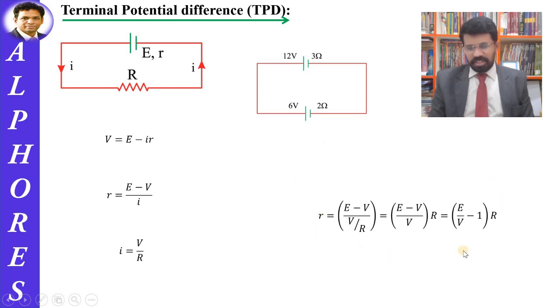One is internal resistance of a cell, expressed as (E/V − 1) × R, where E is the EMF of the cell, V is the terminal potential difference, and R is the external resistance connected to the cell. And here, if both have the same EMF, then there won't be any current. Okay, so remember these two points.